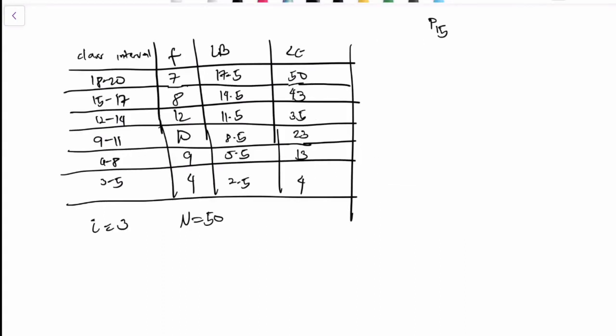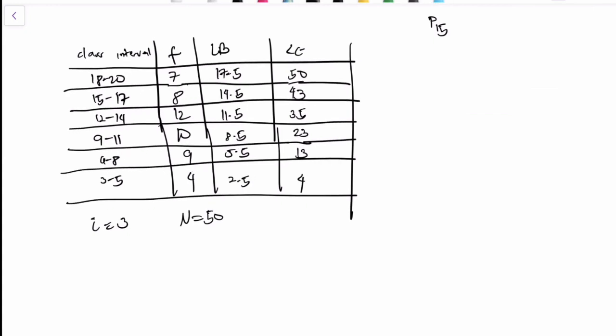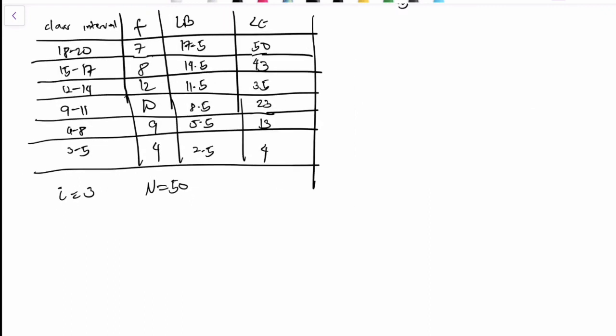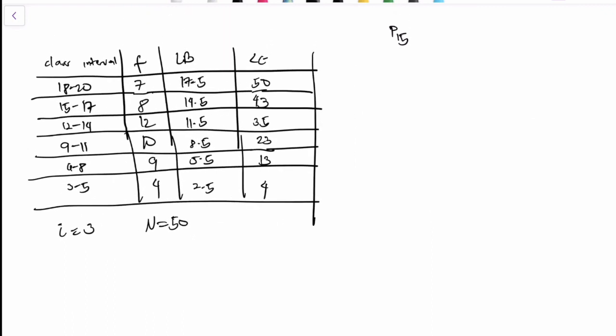Now let us find the 15th percentile in the problem. Remember that the formula for the percentiles for grouped data is Pk equals LB plus (kn over 100 minus the cumulative frequency before the Pk class) all over the frequency of the Pk class, multiplied by the class interval.